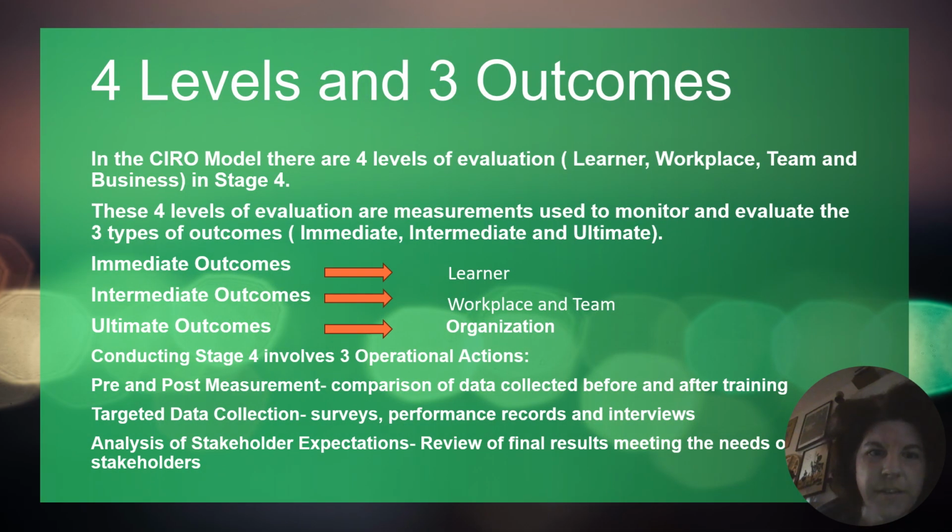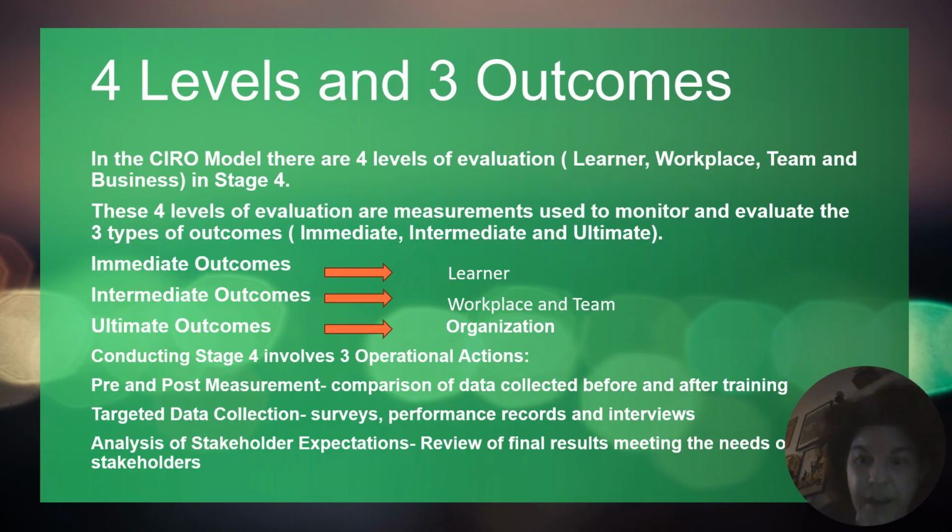Within stage 4, there are 4 major levels and 3 outcomes. This slide will discuss how those 2 are intertwined. So in the serial model, there are 4 levels of evaluation: the learner, the workplace, team, and business in stage 4. These 4 levels of evaluation are measurements used to monitor and evaluate the 3 types of outcomes: the immediate, intermediate, and ultimate. The immediate outcomes focus on the learner.